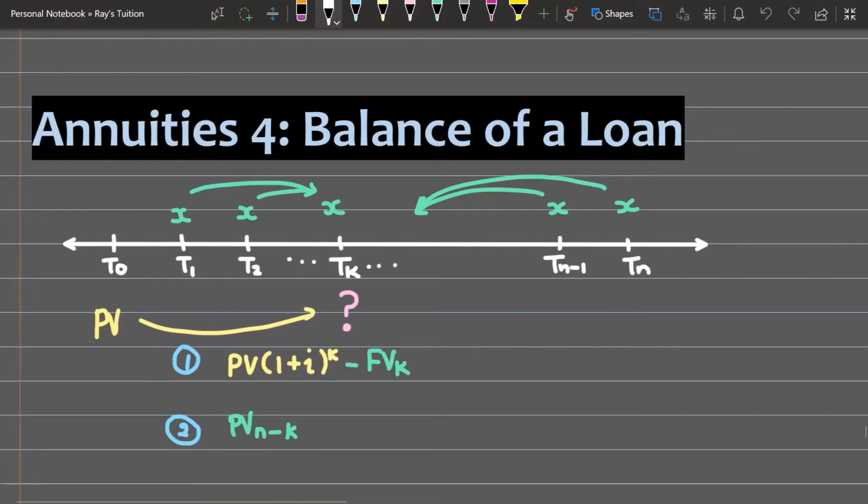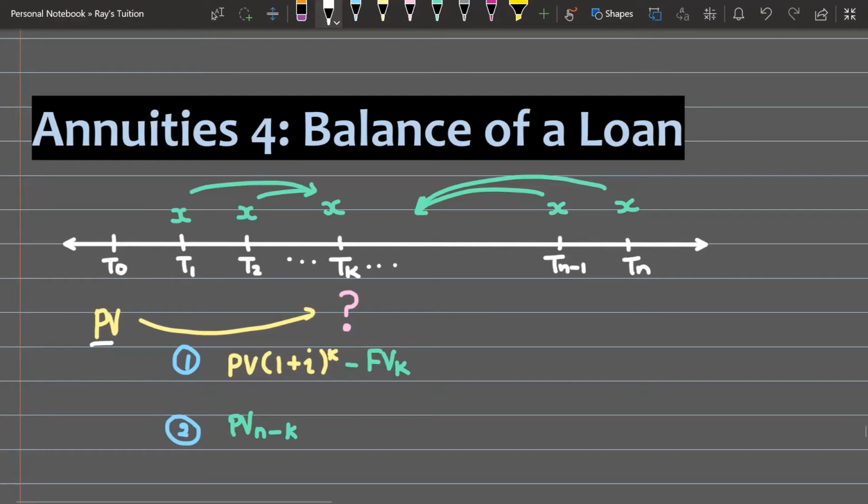So there are two methods in which you can calculate this balance on the loan. The first one is taking the present value to that time, so adding the interest the present value would have accumulated to get it to time K. The next thing is to subtract the value of those K payments that you have made by using the future value formula to calculate them. So you take the present value to that time period and you take the value of those payments to that time period and you subtract it.